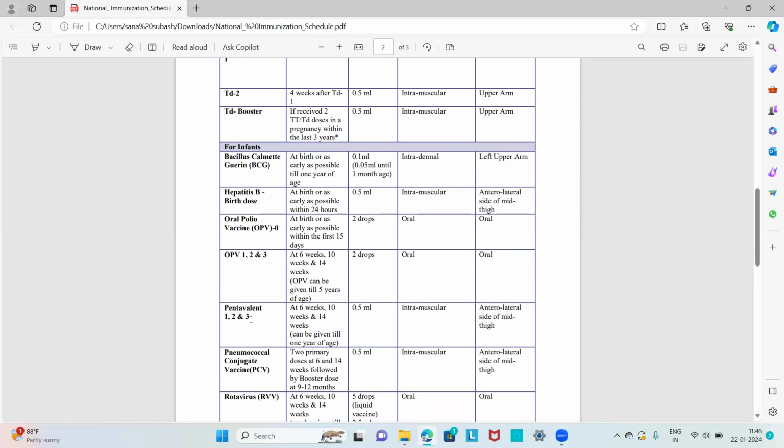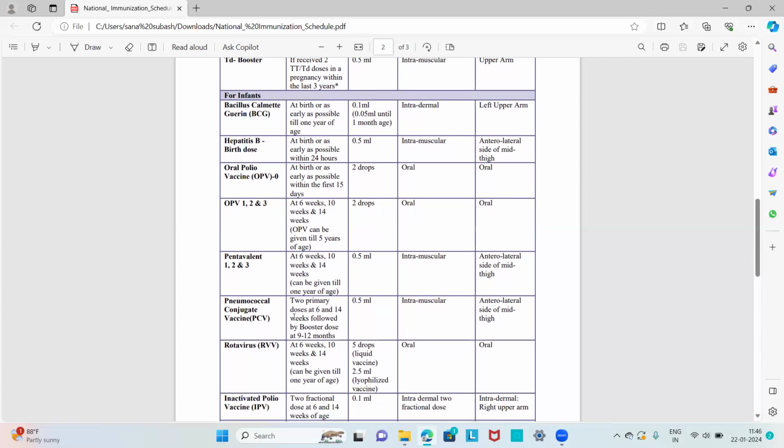Then pentavalent: the first, second, and third doses are at 6, 10, and 14 weeks, which can be given till 1 year of age. But OPV can be given till 5 years of age. The dose is 0.5 ml; most of the vaccines are 0.5 ml. It is intramuscular, on the anterolateral side of the mid thigh.